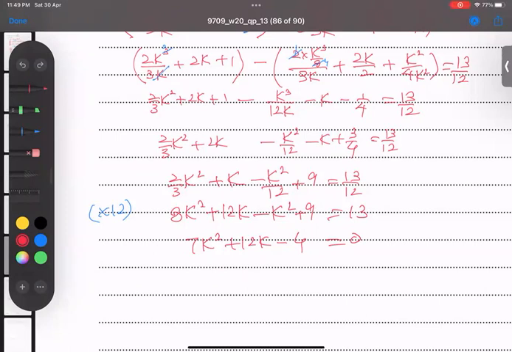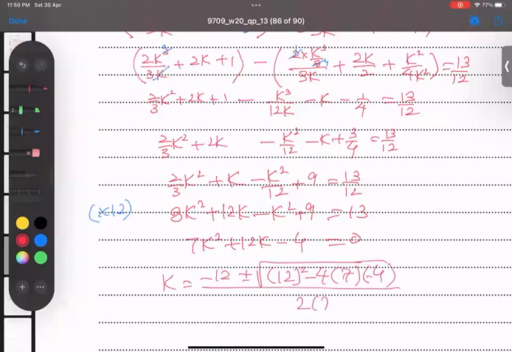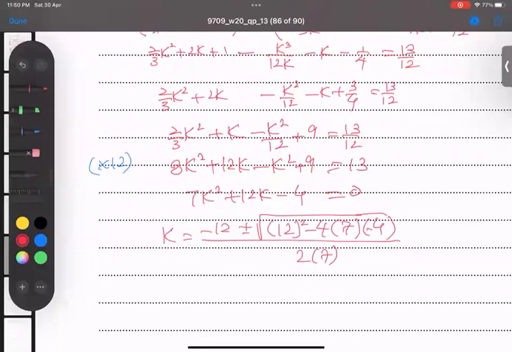Or you can apply the quadratic formula. Negative b plus and minus square root of b squared minus 4ac, all over 2a. And if I apply this, have a look. One minute, please. So the first answer I'm getting is 2 by 7. And the second answer I'm getting is k equals negative 2. But just ignore this one, because in the beginning he said positive. So I hope so.